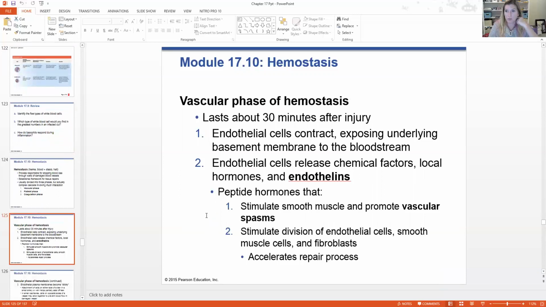So let's talk about what goes on in the vascular phase of hemostasis. About 30 minutes after the injury, this is occurring. So the endothelial cells are contracting. So there's an underlying basement membrane that's going to be exposed. This endothelial lining is going to release little chemical hormones called endothelins, basically stimulating this vascular spasm.